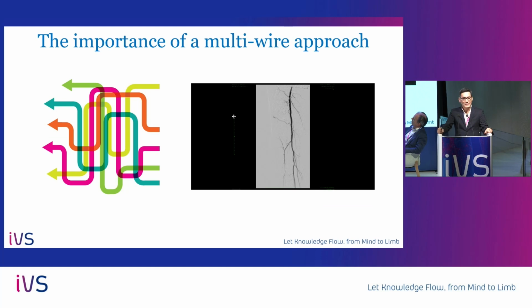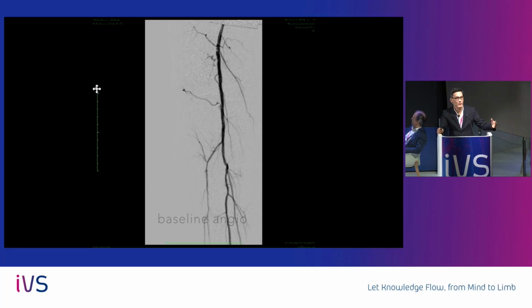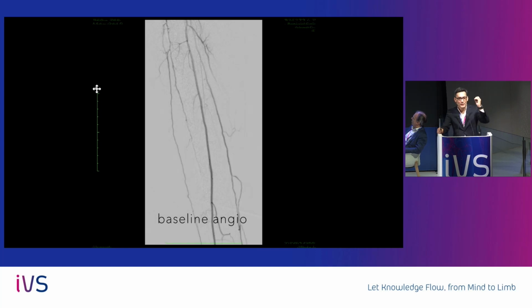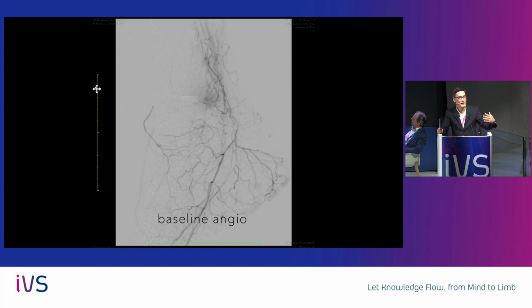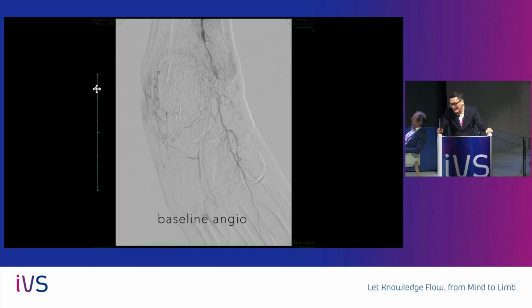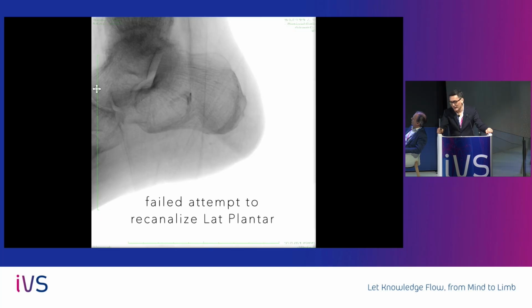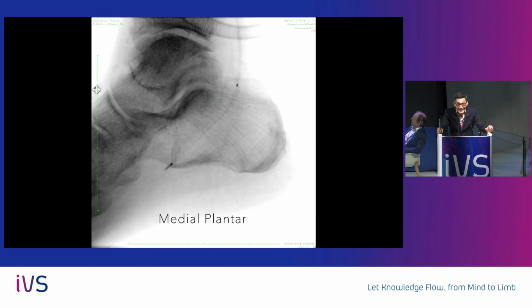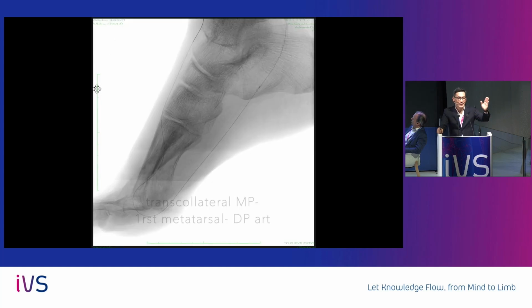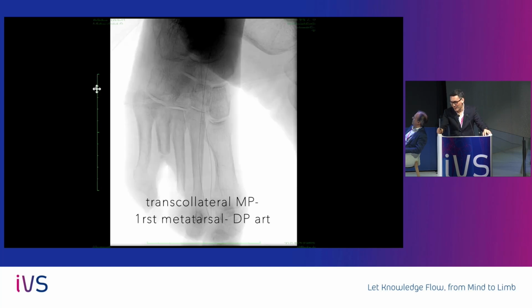And let me just finish underlying the importance of the multi-wire approach. So this is a case of a patient with an occluded anterior tibial, occluded posterior tibial, reconstitution in the medial plantar. So we initially tried just to recanalize the lateral plantar, perforation. But we were lucky enough just to end up in the medial plantar, and from the medial plantar, we went into the first metatarsal, get back into the DP artery. You will see this nicely in the AP view. This is transcollateral to the DP.